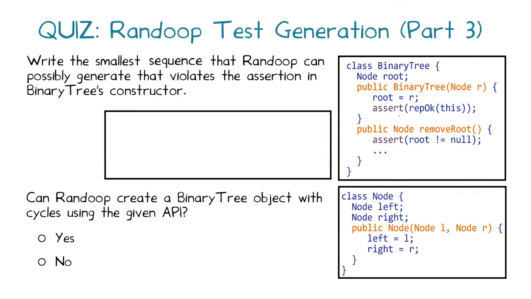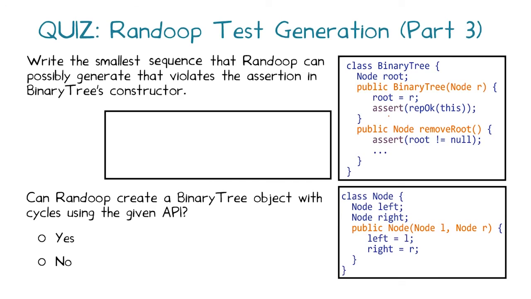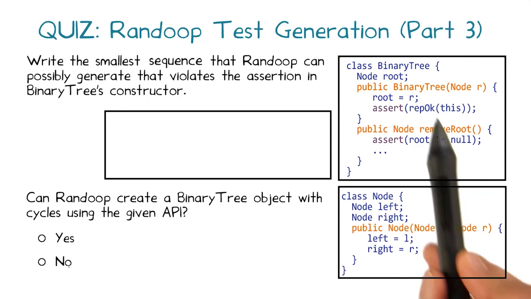Now, what's the smallest sequence Randoop can generate which will violate the assertion in the binary tree constructor method? The code for the rep_ok method is given in the instructor notes if you need it as a reference. After writing the sequence here, answer the following question. Is it possible for Randoop to create a binary tree object with a directed cycle using the given API?